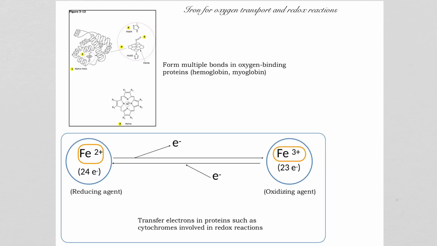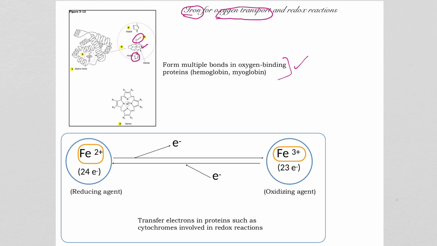So iron, you can see, is necessary for proteins like hemoglobin and myoglobin to bind oxygen and transport oxygen because the d orbitals are able to help the iron bind many different atoms at the same time. So in this case, binding the protein, binding the heme, and then binding the oxygen.